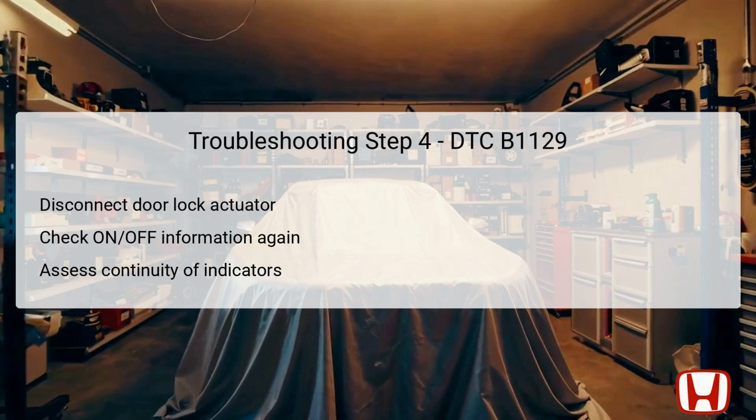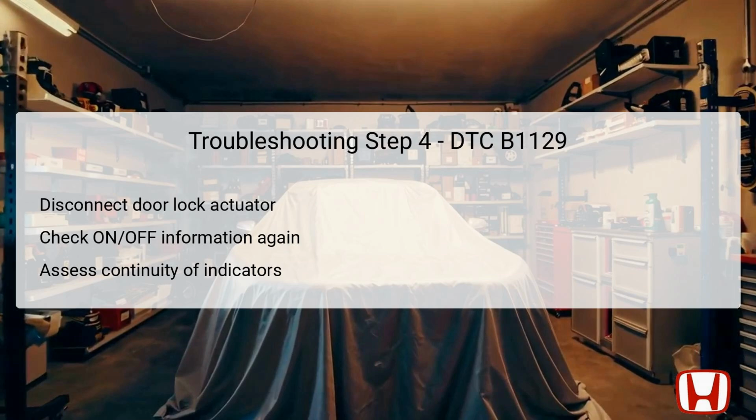The next troubleshooting step requires you to disconnect the 10P connector from the driver's door lock actuator. This disconnection will help isolate the door lock system, allowing for a more straightforward assessment of the driver's door lock knob switch functionality. After disconnecting the actuator, revisit the data list in HDS to check the on-off information for both the lock and unlock indicators again.